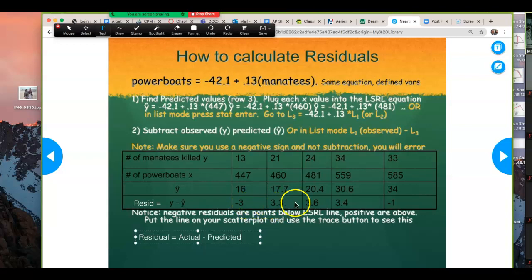So down here at the bottom row are our residuals. I subtract the first row with the third row. 33 minus 34 is -1. 34 minus 30.6, -3.4. So I have to do that 5 times in order to find the residuals.